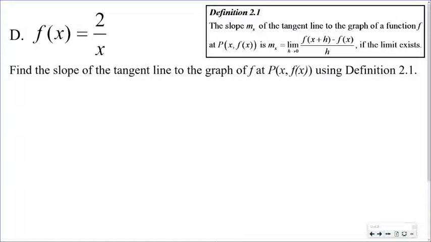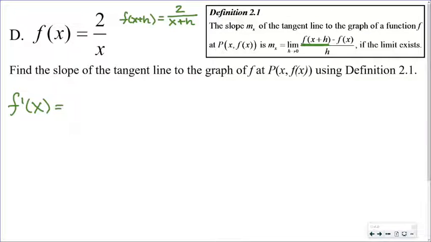Okay, so here we have f of x is 2 over x. Find the slope of the tangent line using the definition. Or in other words, we're going to find the derivative using the definition of the derivative. So plugging into the formula, what is f of x plus h going to equal? I'm going to replace x with x plus h in my equation. So that's what I'm going to be plugging in for this part of the derivative formula here.